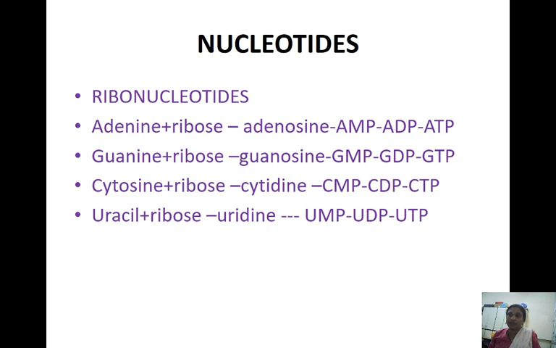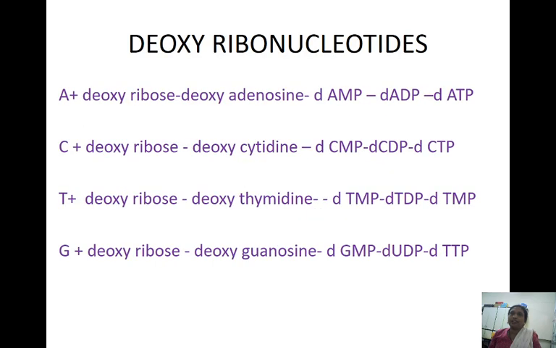UDP is uridine diphosphate and UTP is uridine triphosphate. So these are the ribonucleotides. And coming to the deoxyribonucleotides, we have already discussed. Adenine, if the sugar is deoxyribose, forms a nucleoside, that is deoxyadenosine. Deoxyadenosine, if the deoxyribose is esterified at the 5' hydroxyl group with phosphoric acid, forms dAMP, that is deoxyadenosine monophosphate, and on further phosphorylation forms dADP and dATP.